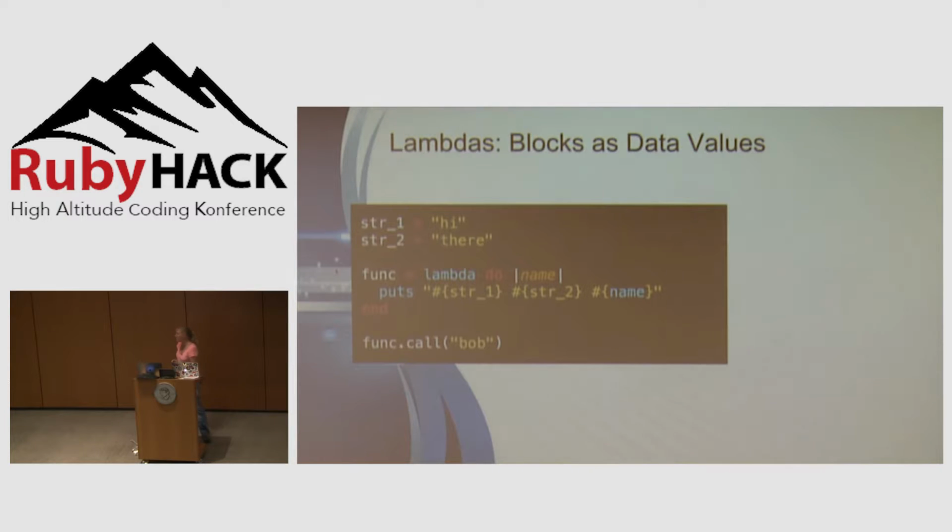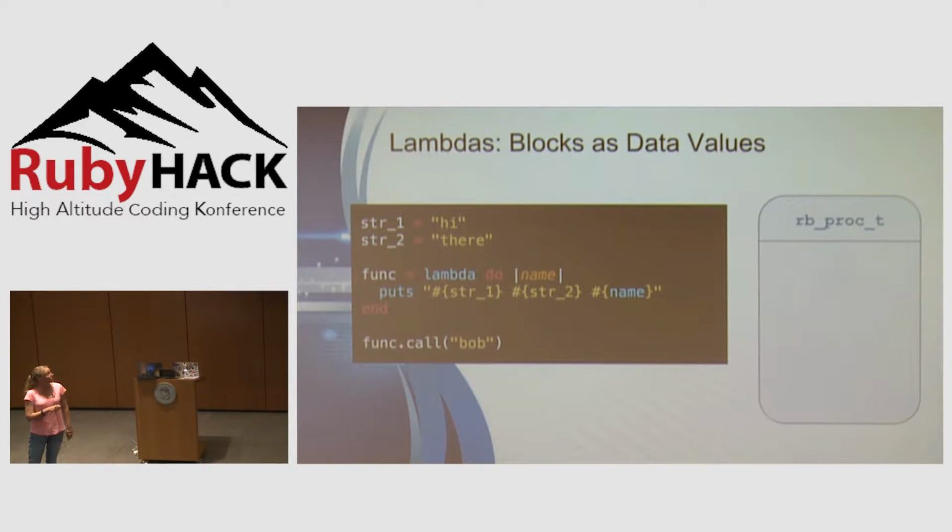Okay, so I mentioned lambdas just now. Well, what is a lambda if not just a block as a data value? So here's a very simple example of a lambda being created, in case you never saw that before. You see we pass it a block, and I'm using some of the local variables in that block, and here I'm doing a simple call on that lambda. I think this code makes it quite obvious that a lambda is also an object in the underlying C code for Ruby. The object looks something like this.